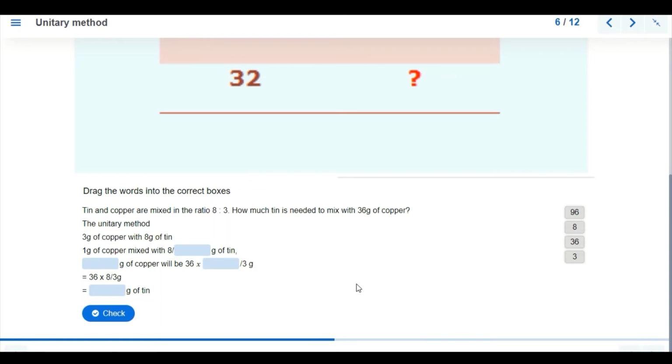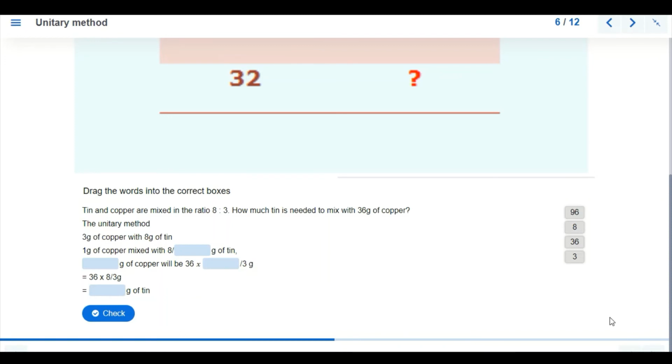So we are using the unitary method. If we have 36 grams of copper, then one gram of copper will give us what? One gram of copper is going to give us 8/3 gram of tin. So if one gram of copper is giving us 8/3 gram of tin, now 36 grams of copper is going to give us what? It's going to give us 36 multiplied by 8/3 gram of tin. So that's what we are going to be solving together.